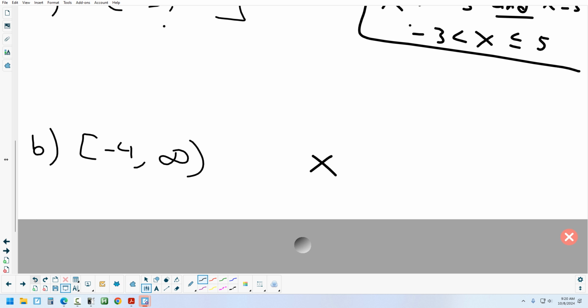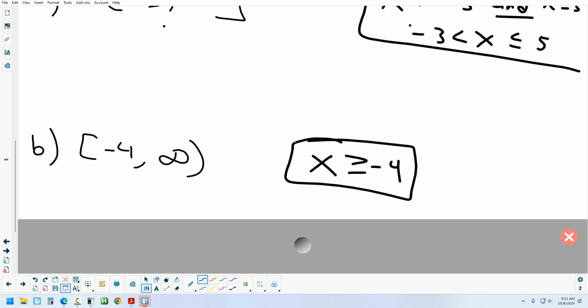Greater than or equal to negative... Yeah, it just tells me that it's greater than or equal to -4. You don't have to say greater than or equal to -4 and less than infinity. I know it's less than infinity. Everything is less than infinity. So you just have to say that it's greater than or equal to -4.